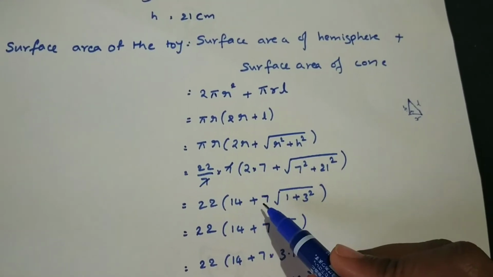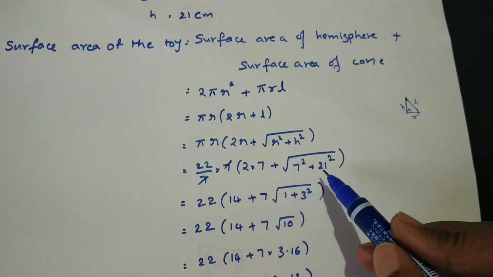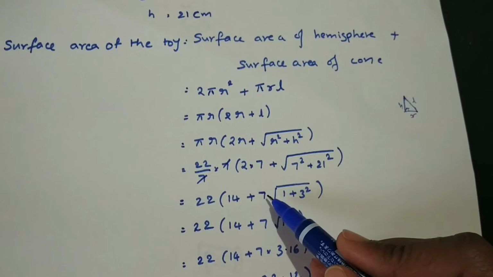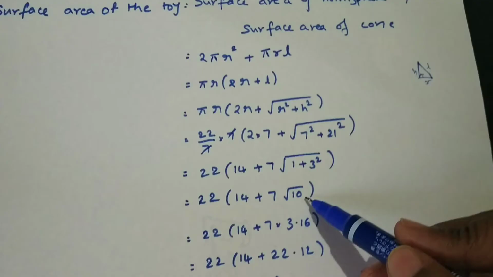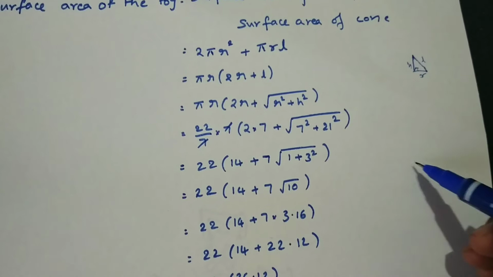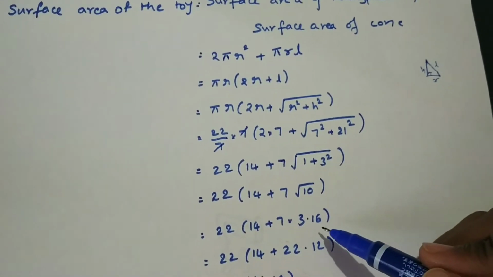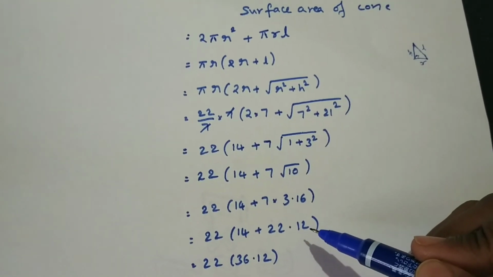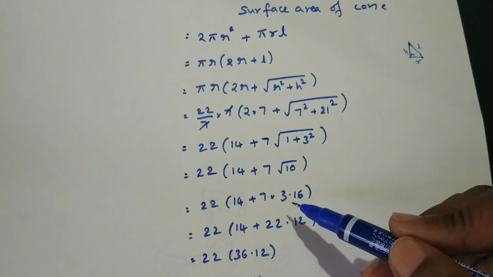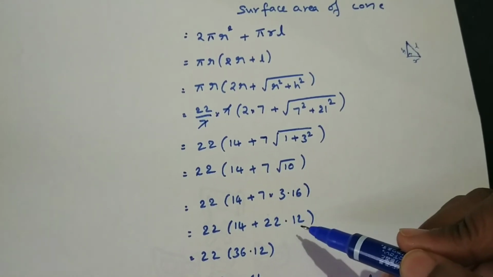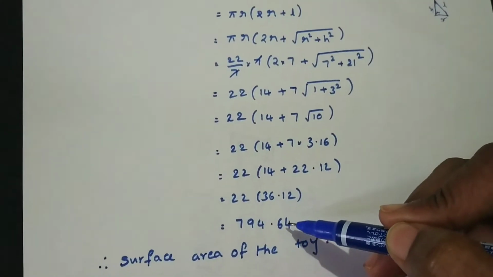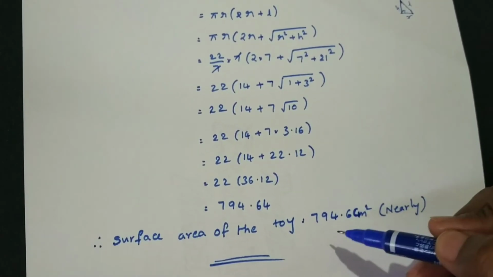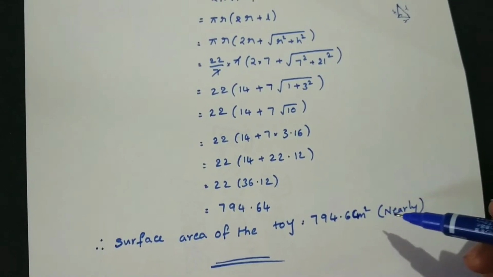2 into 7 is 14 centimeters plus, this is 7 square plus 7 into 3, nothing but 7 square into 3 square. 7 square, if I take the common, it will come out as 7 into root of 1 plus 3 square. You are going to get root 10. Root 10, doing the square root, you are going to get 3.16 approximately. 22 into 14 plus 22 into 3.16 into 7, if you multiply and add, you are going to get 794.64. Therefore the surface area of the toy is equal to 794.6 square centimeters nearly.